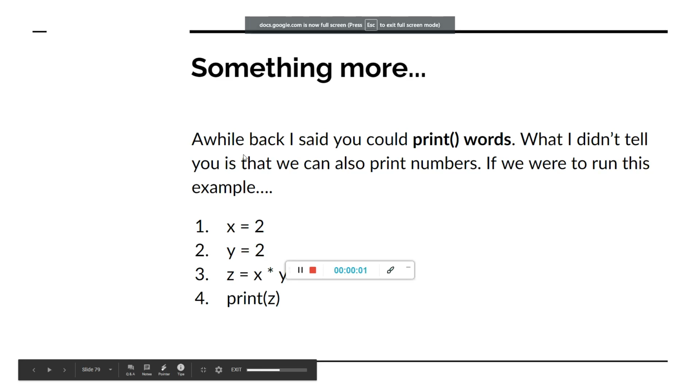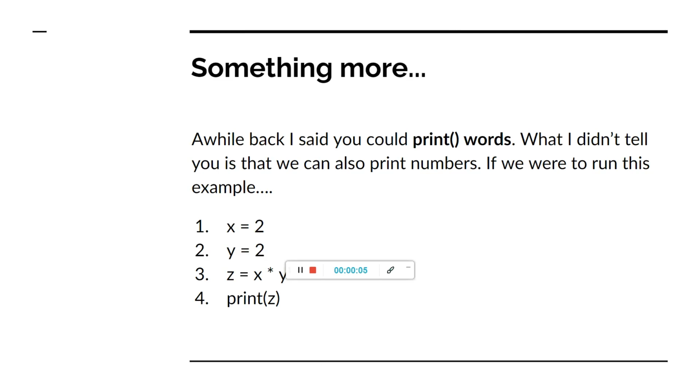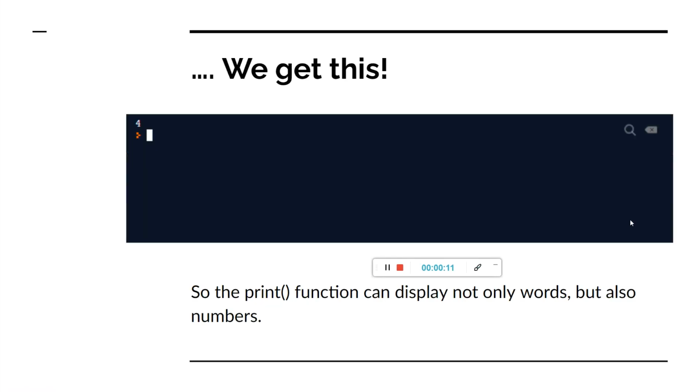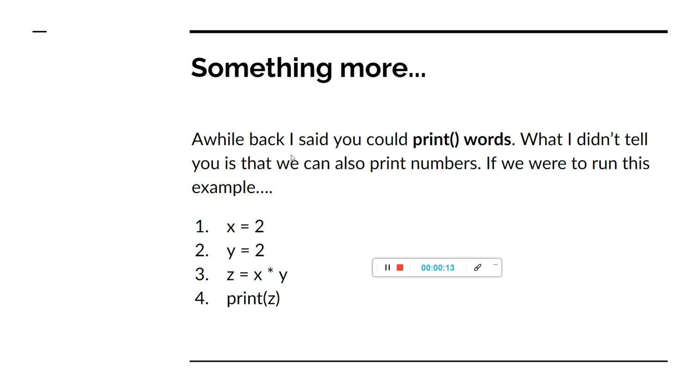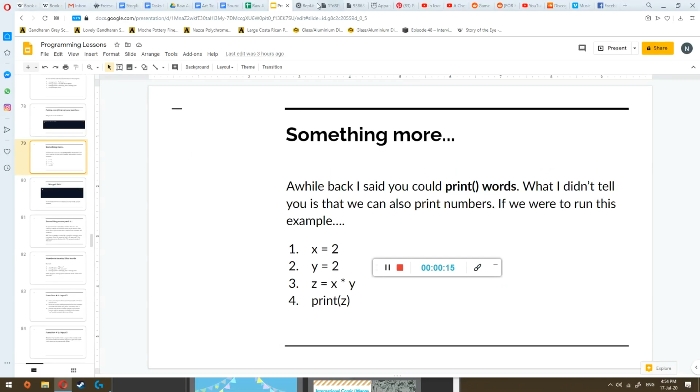Okay, so a while back I said you could print words. What I didn't tell you is that you could also print numbers. If we were to run this example, we'll get 4. So why don't we do it? Yeah, we'll go on Replit.